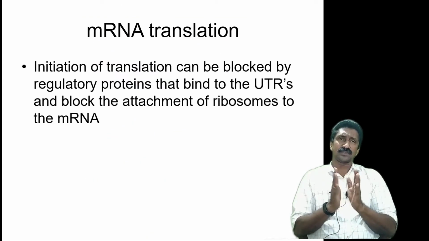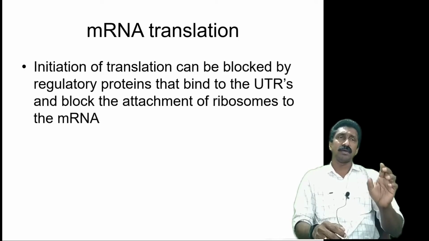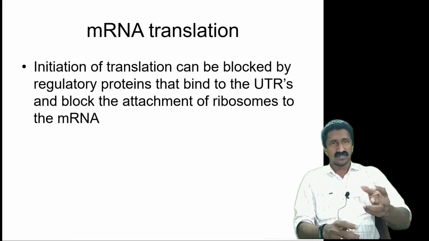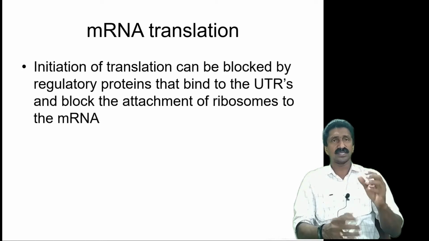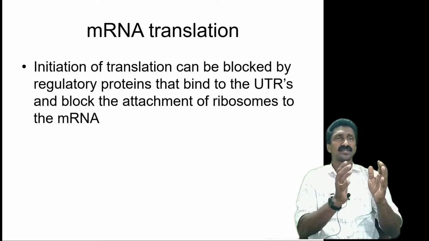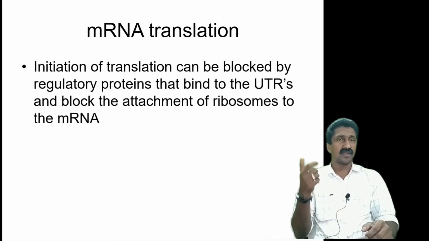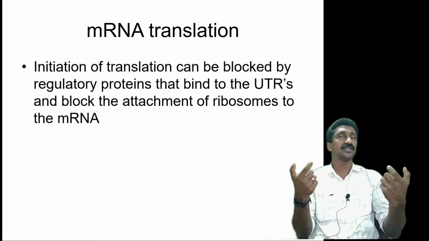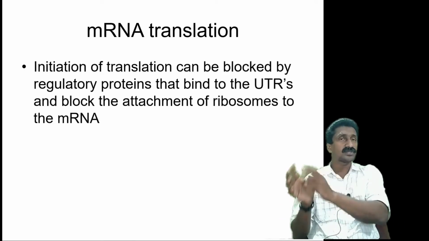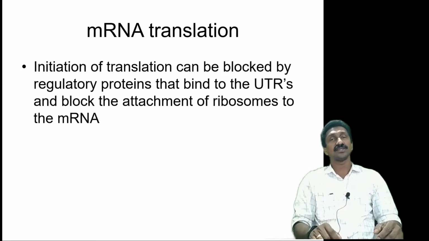So in case of mRNA translation, the initiation of the translation can be blocked by regulatory proteins that bind to the untranslated regions and block the attachment of the ribosomes to the mRNA. So at the regulation of gene expression at the translation level, you can see that initiation of translation can be blocked by regulatory proteins that bind to the untranslated regions. In case of mRNAs, we have 5' and 3' UTRs or untranslated regions at both ends. So a protein complex or a regulatory protein that binds to these untranslated regions will block the binding or attachment of the ribosomes and subsequent translation of that mRNA.